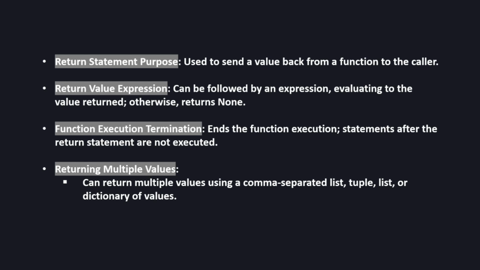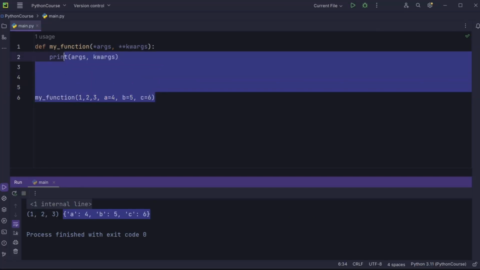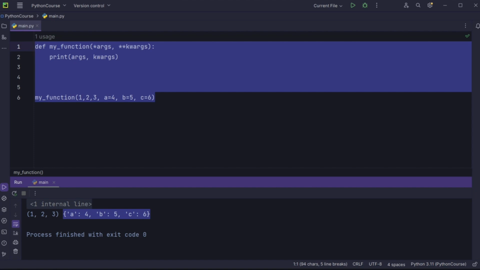The return statement can also be used to return multiple values from a function by using a comma-separated list of expressions or a tuple or dictionary of values. The caller function can then unpack the return value into separate variables or store them as a single object. So let's see some examples of using the return statement in Python.